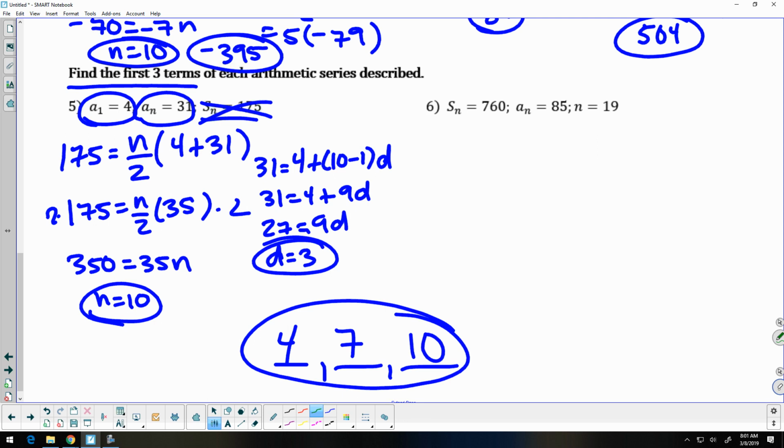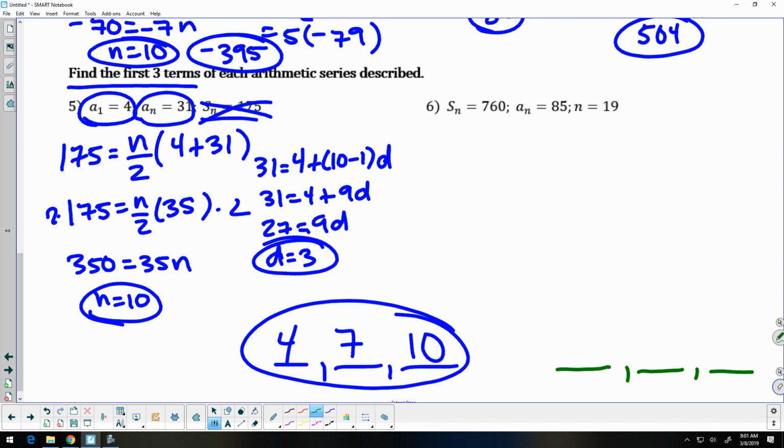But we're still trying to find the first three terms of this series. Well, we don't even know the first term. We don't even have a sub 1 this time. So we actually have to solve for a sub 1 first using the sum formula and then plug it into the old formula to solve for d again.